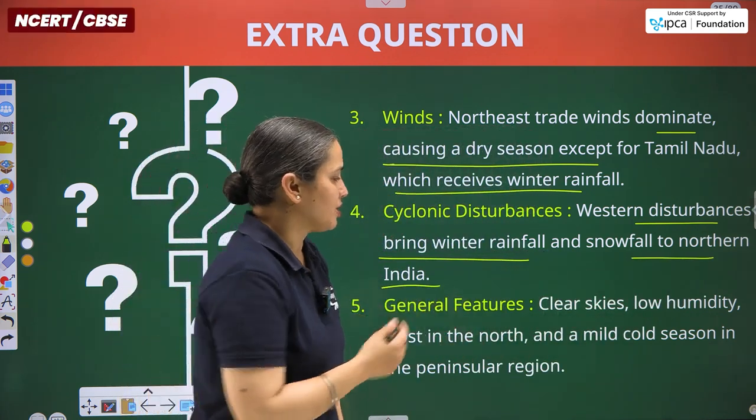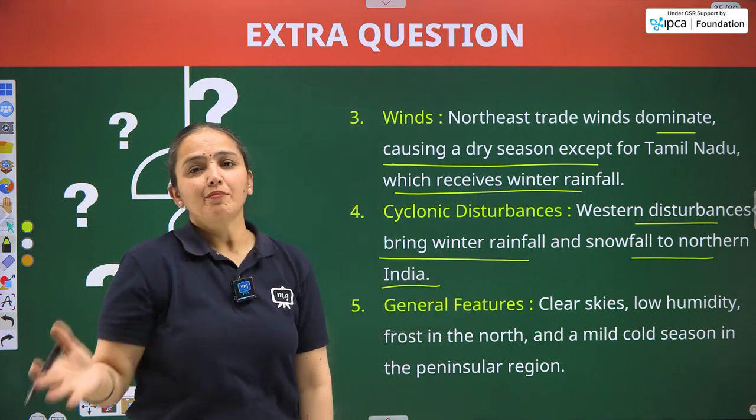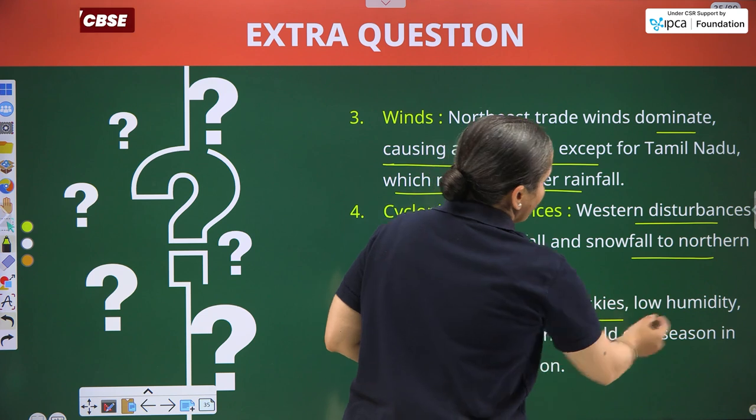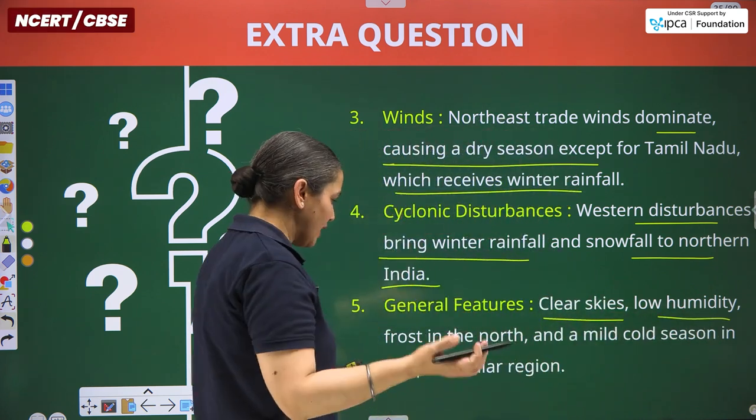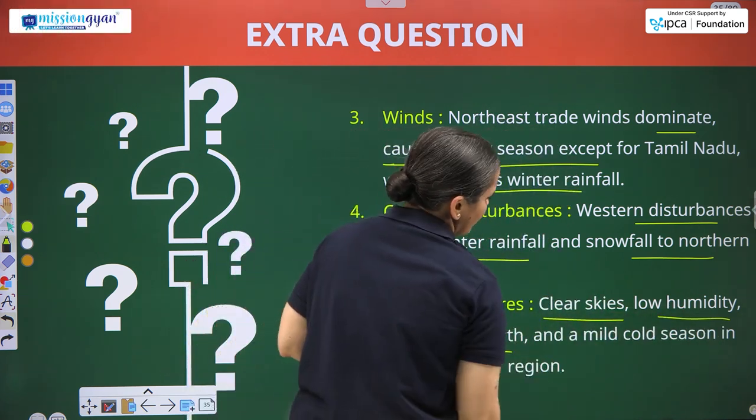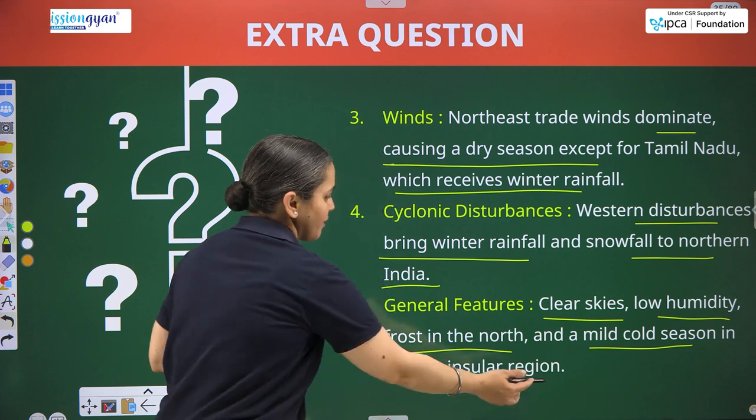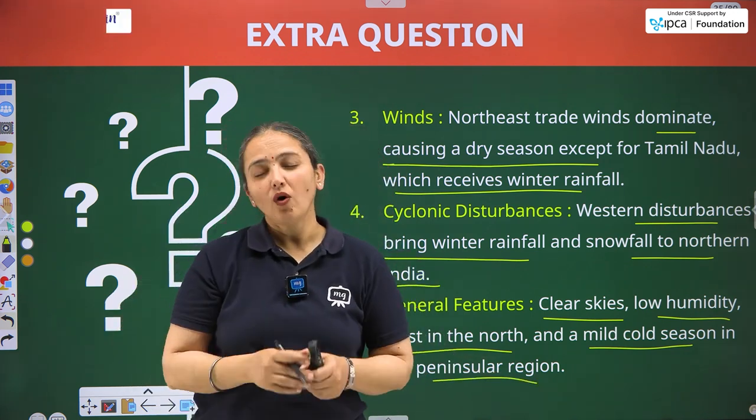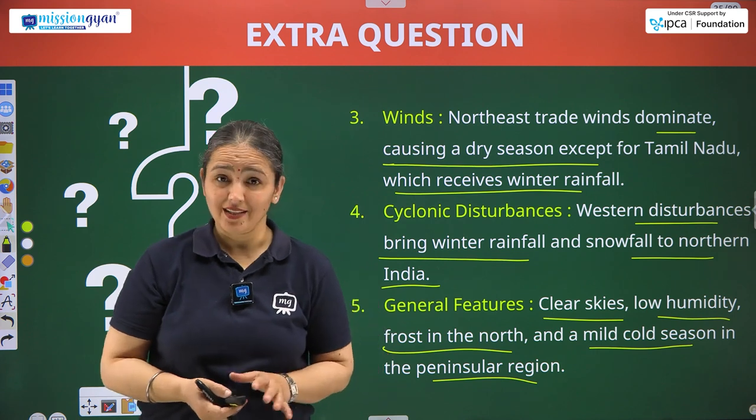Then the general features, what exactly the climatic conditions are during winter. Clear skies remain, low humidity because this is a dry season, and frost in the north, and a mild cold season in the peninsular region, the southern region of India. So that was all about the extra questions class.